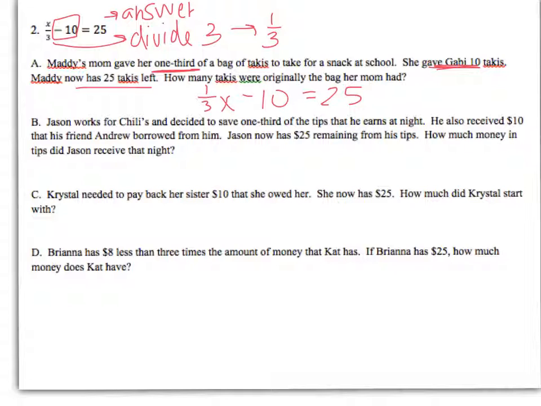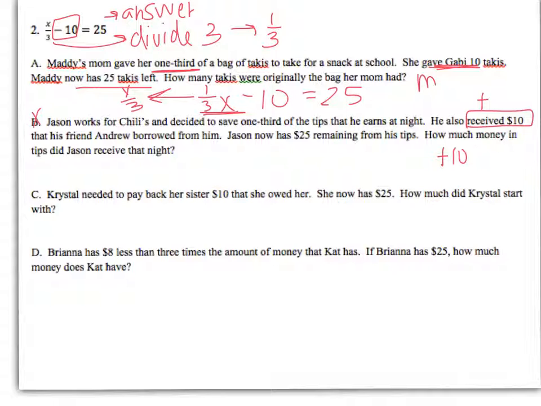But before, and remember, 1/3 is the same thing as x divided by 3. So you may write it as 1/3, but it's still x divided by 3. So before we move on, A looks like a big contender, so we're going to put a maybe right there. B, Jason works for Chili's and has decided to save 1/3 of his tips he earns in the night. He also received $10. Received is an adding word. So that is a plus 10, which does not match, so we can eliminate it.